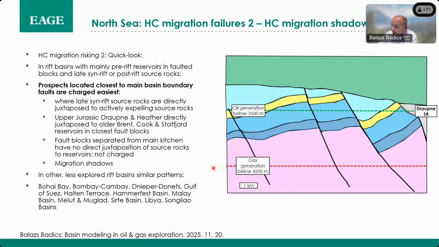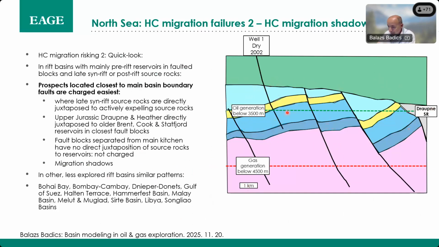And then you have the Triassic, then Lower Jurassic Statfjord, then Cook and Drake, and then Upper Jurassic Heather and Draupne sections. But that is immature on the crest of the Halten Terrace. And then we know that when you drill a little bit further away, but it's only like 10 kilometers from the main kitchen, but that is separated by different faults, you drill a dry well.